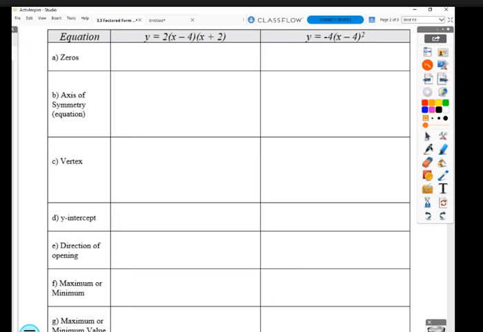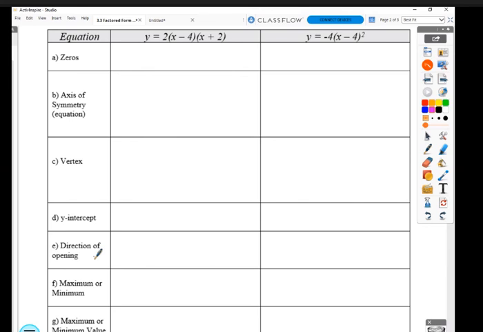So sometimes you'd be given an equation. Let's just look at this first one on the left here. Here's an equation. We're going to look at the zeros, the equation of the axis of symmetry, how to get the vertex, how to get the y-intercept, the direction of opening, the maximum or minimum, and then the maximum or minimum value, all from just one equation.